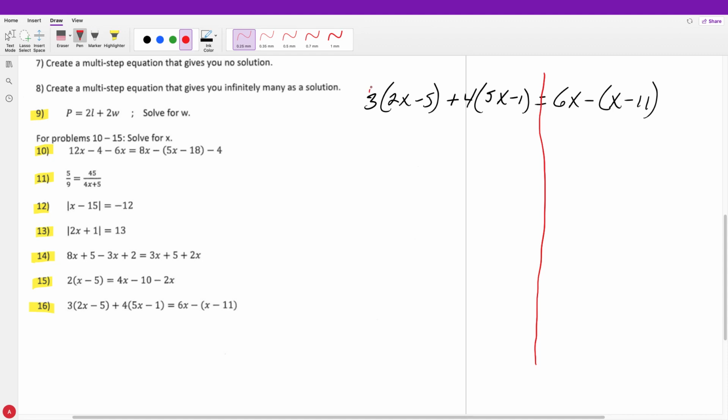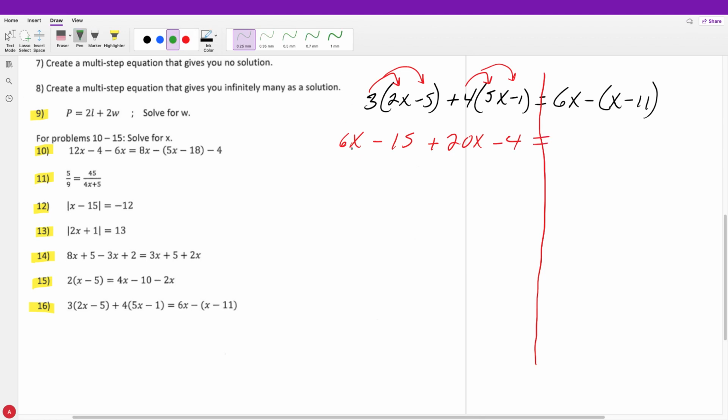So this is multiplication, so I will draw my arrow in and I will multiply because both need to. So 3 times 2x is 6x, and 3 times negative 5 is minus 15. Now I'll distribute this 4 in, and this gives me 4 times 5x, which is 20x, and 4 times negative 1, which is minus 4.